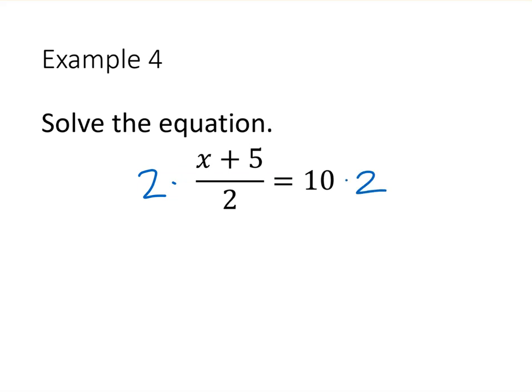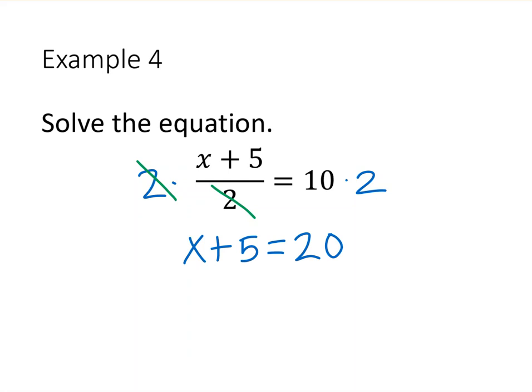On the left side, we have a division by 2 and then a multiplication by 2, and these are opposite operations, so they cancel. So on the left side, we are left with x plus 5. And on the right side, we have 10 times 2, which is 20. So now we get x by itself.